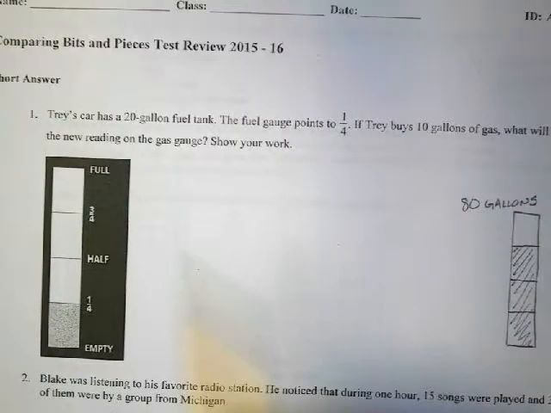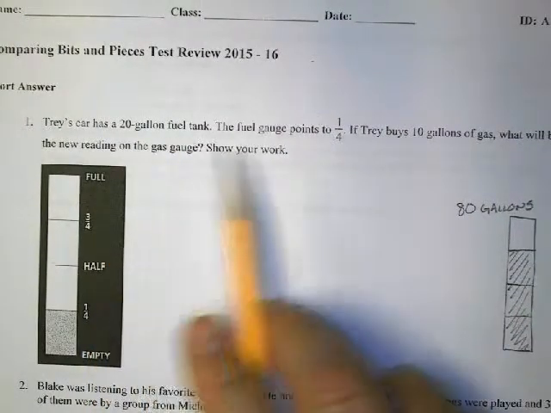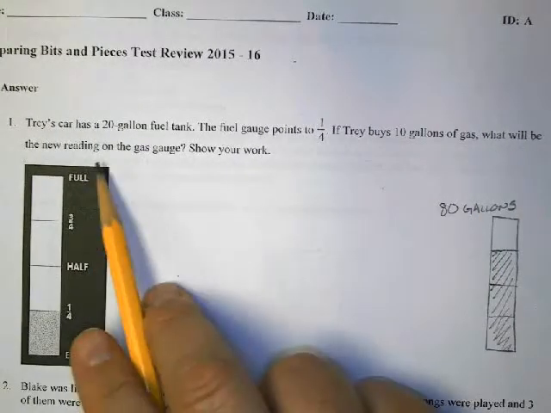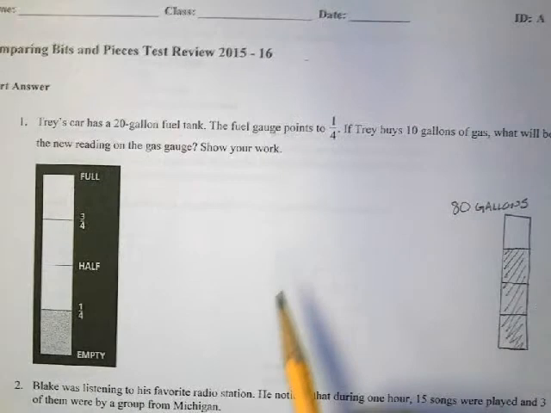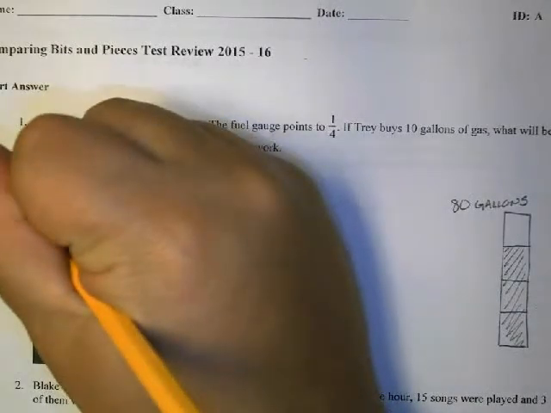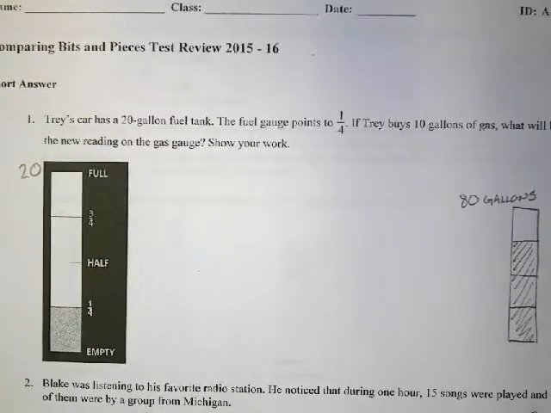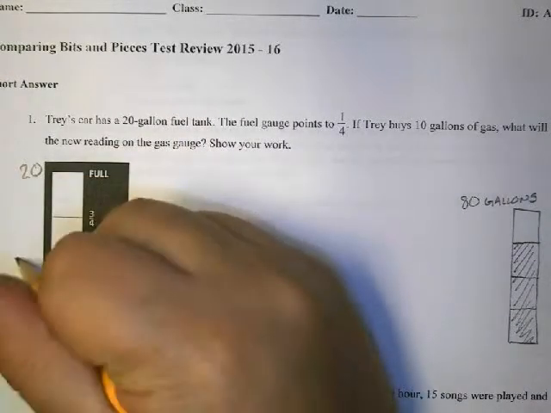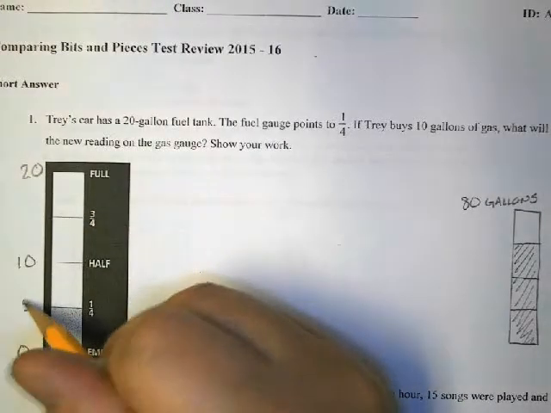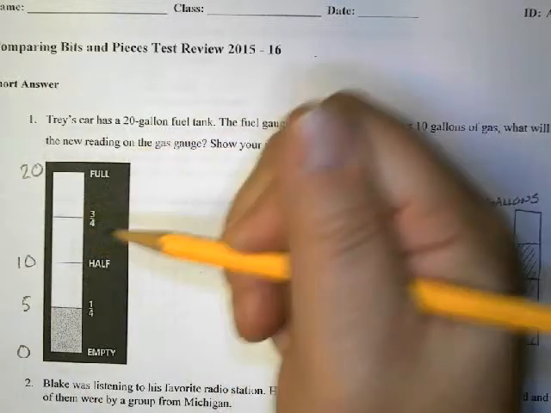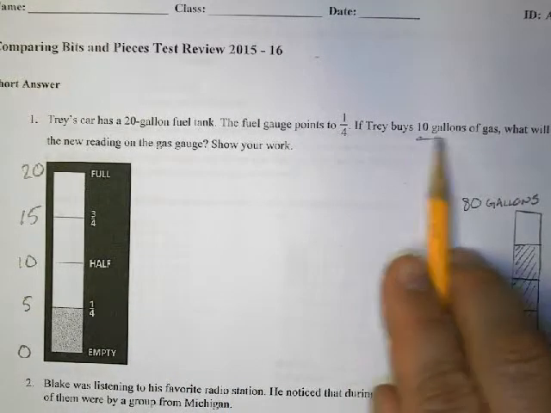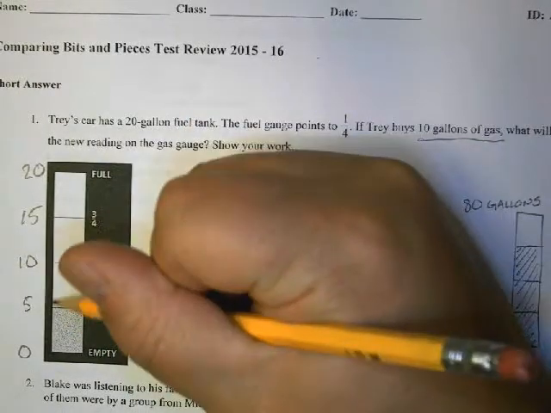So let's get started. Trey's car has a 20-gallon fuel tank. The fuel gauge points to 1/4. If Trey buys 10 gallons of gas, what will be the new reading on the gas gauge? So let's take a look here. We know it's a 20-gallon fuel tank, so I'm going to put a 20 up there. If it was all the way full, it'd be right there at 20. 0 is empty. Well, half of 20 is 10, and then half of 10 is going to be 5. And in between 10 and 20, I know is 15. So I'm looking at that right now, and he says that he buys 10 gallons of gas. So I'm at 5 right now.